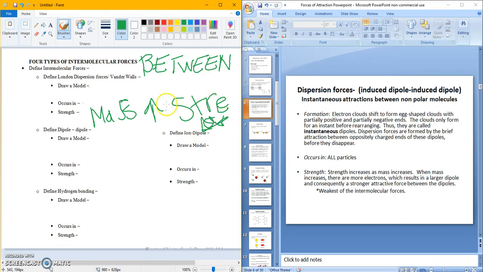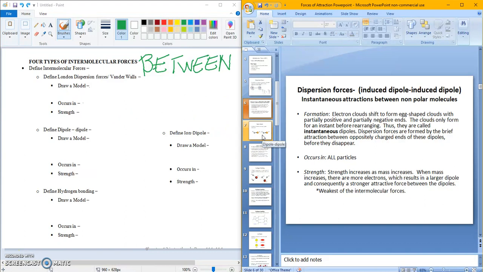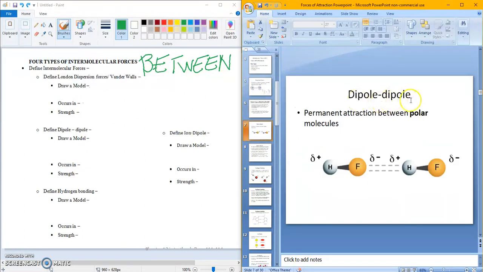That doesn't fit. But strength also increases, okay? So strength increases as mass increases because the bigger you are, the stronger your instantaneous dipole can be. Alright, our next intermolecular force is called dipole-dipole.